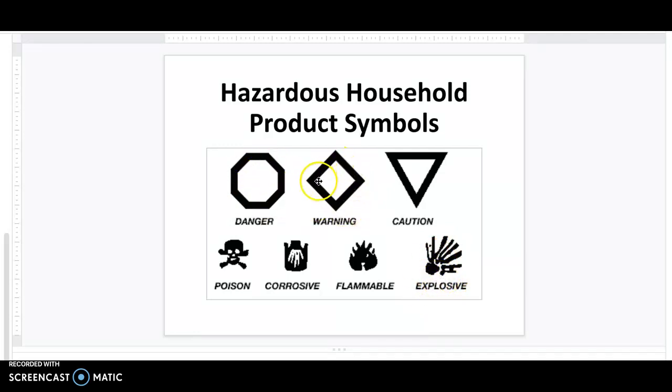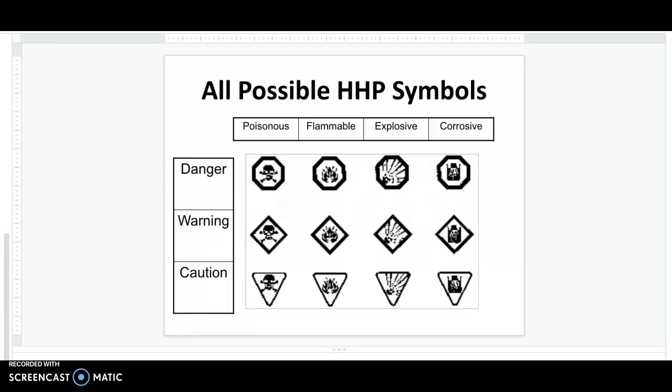We have a warning sort of hazard diamond. We have an upside down triangle that indicates caution. And then we have, of course, this octagon that indicates danger. And then one of these would be inside each of those symbols.